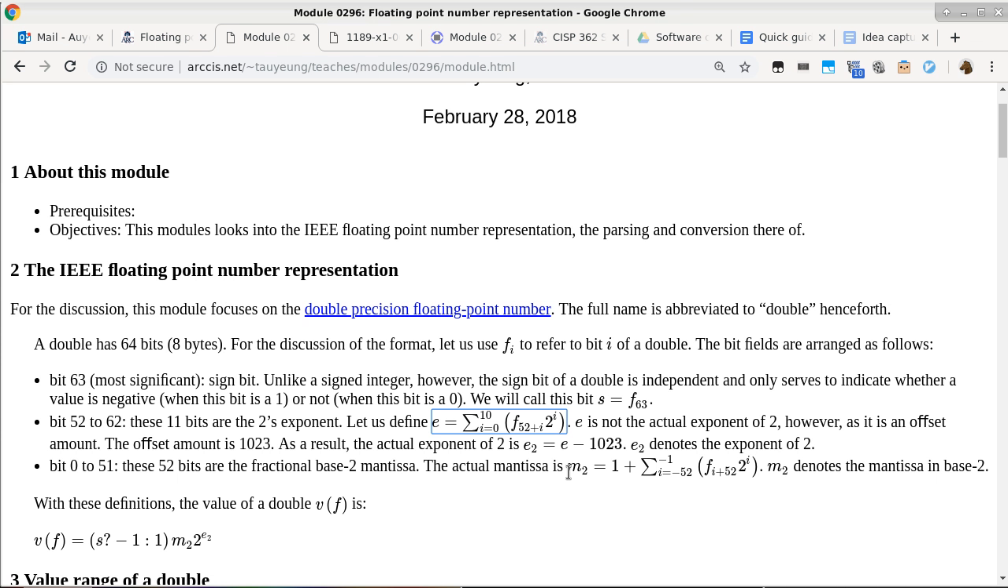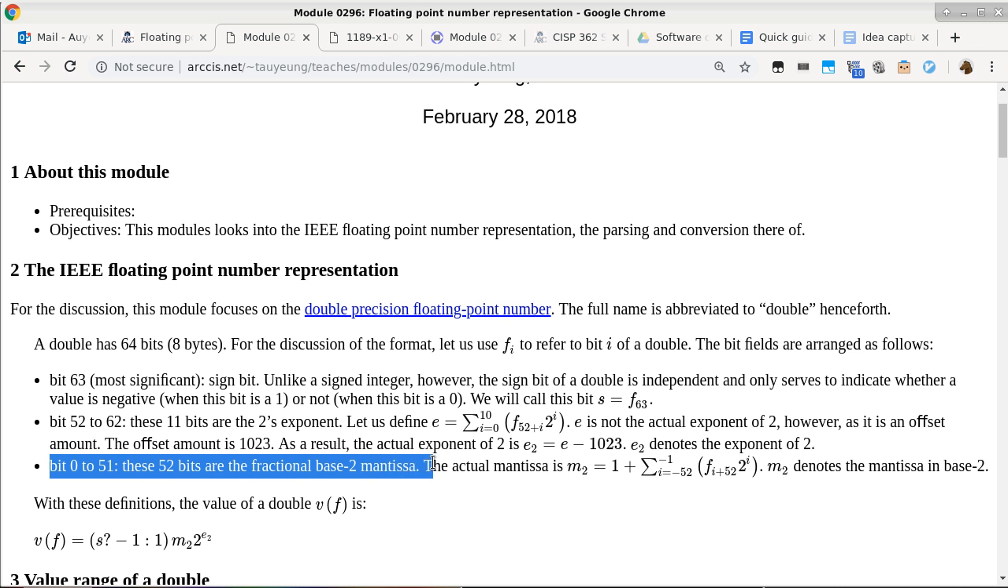And now we have bit 0 to bit 51. Those, in return, are what we call the fractional base 2 mantissa. These 52 bits are what we call the fractional base 2 mantissa. What do I mean by that? Well, the actual mantissa, which I represent as m subscript 2 here, is the following quantity.